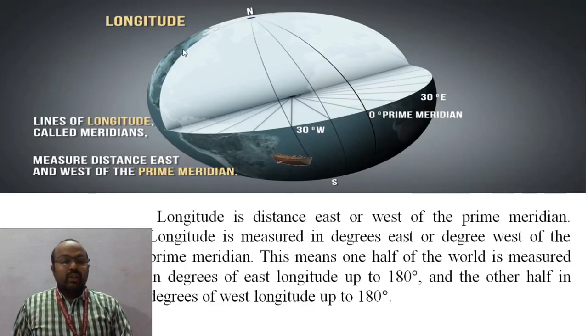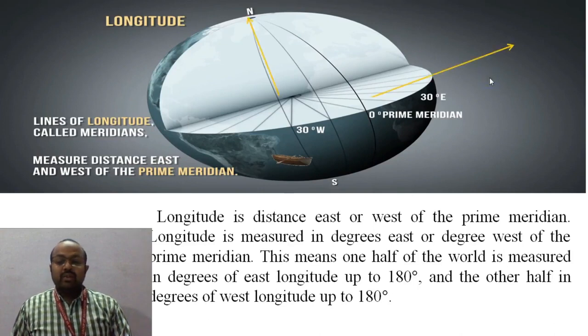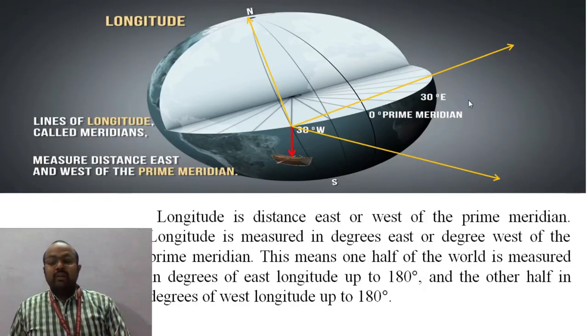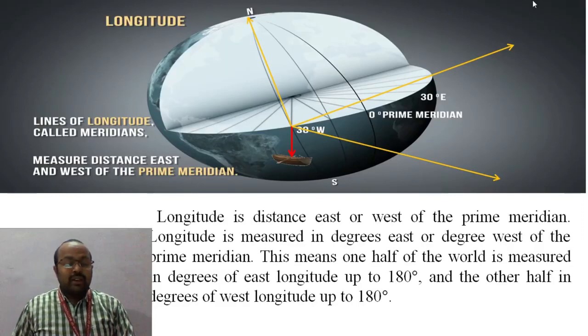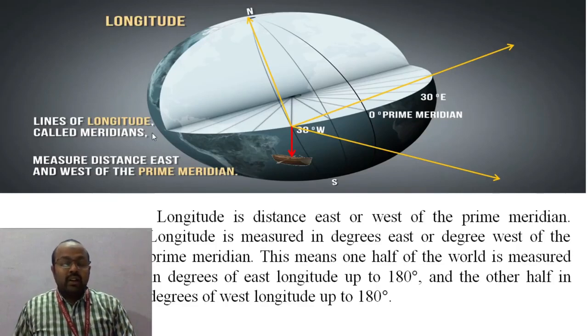Now we come to the longitude angle. Longitude is the distance east or west of the prime meridian. This is the prime meridian, and one half of the world is measured in degrees of east longitude, up to 180 degrees. The other half is west longitude, up to 180 degrees. So when we consider 360 degrees, it is basically divided into two categories, 180 degrees and 180 degrees, covering the longitude positions.